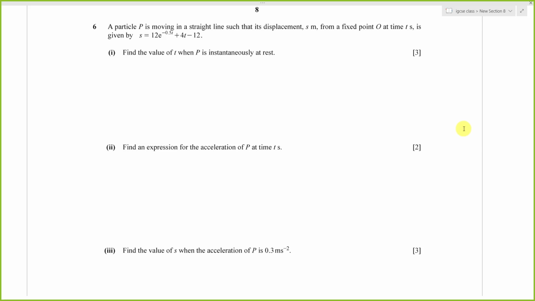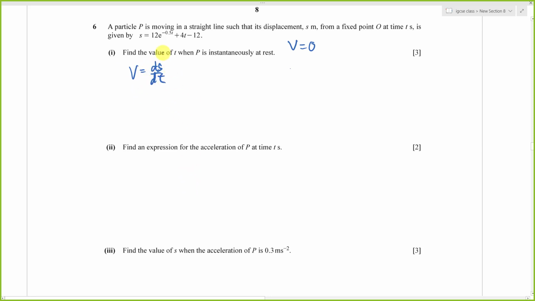Right, number 6 will be the kinematics. A particle P is moving in a straight line such that its displacement s from a fixed point O is given by this equation. They ask you to find the value of t when P is instantaneously at rest. That means the particle will stop, right? Stop means velocity equals 0. But right now you don't have the equation for velocity, right? So from s to go to v, you need to differentiate. So v equals ds/dt.